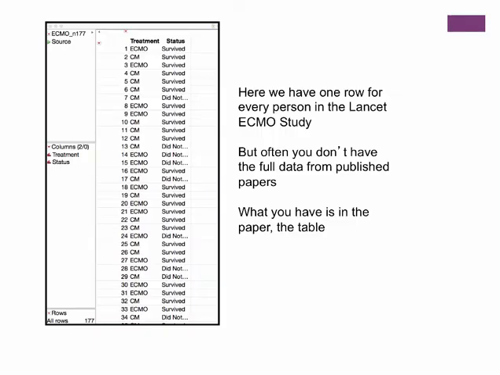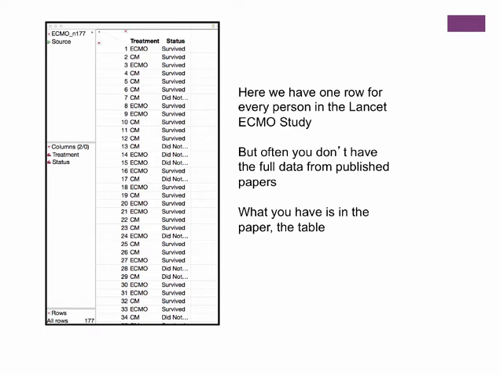So with 177 people, we could have had a data table that had 177 rows with 2 columns. One column with the treatment, ECMO or CM, and one column with their status, where they survived or did not survive. But you often don't have access to this when you are reading published research articles. What you have is the paper and the table. And sometimes you only have half of the table.